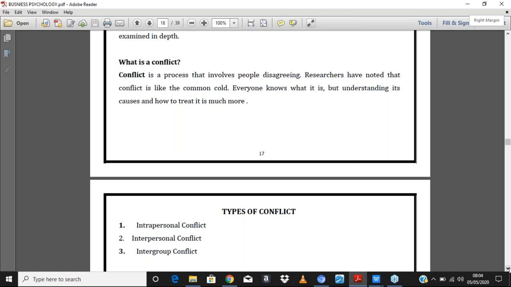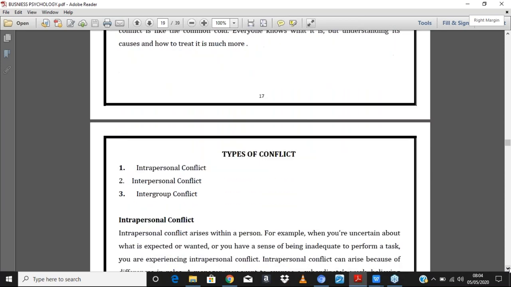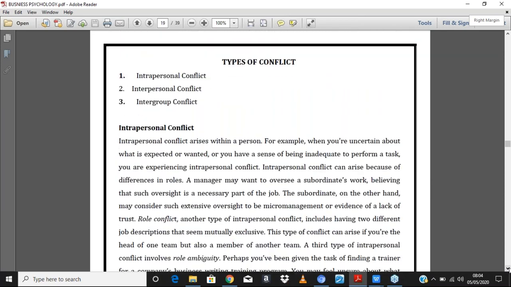Conflict is a process that involves people disagreeing, and researchers have noted that conflict is like the common cold. You know what it is, but how to manage it becomes more challenging sometimes. So, what are the types of conflict we may have? We have intrapersonal, interpersonal, and intergroup conflict.